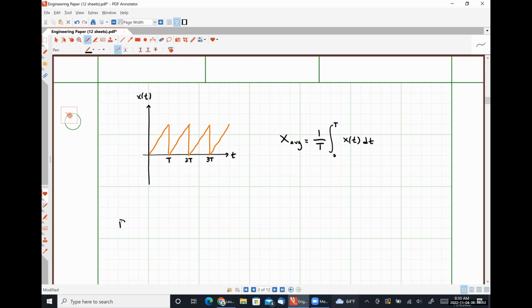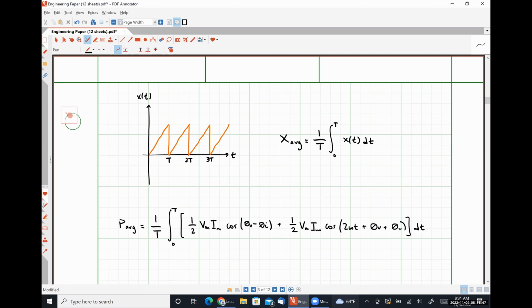So average power then is going to be 1 over T times the integral over exactly one period of 1/2 Vm Im cosine of theta V minus theta I plus 1/2 Vm Im cosine of twice omega t plus theta V plus theta I, all of this with respect to time, where I've simply substituted in our instantaneous power equation, p of t, which is a periodic function.